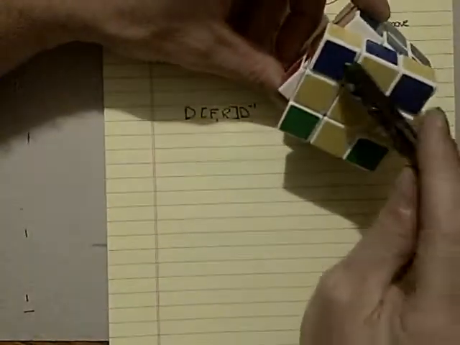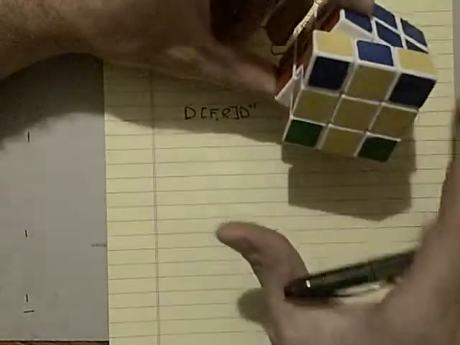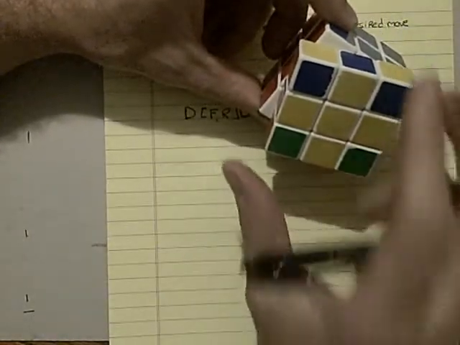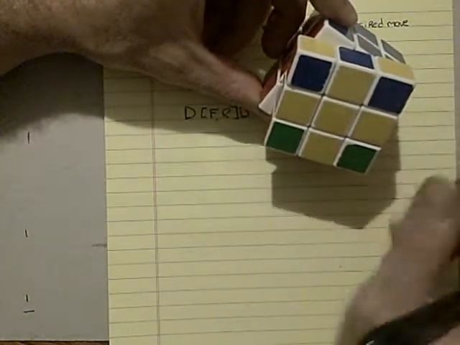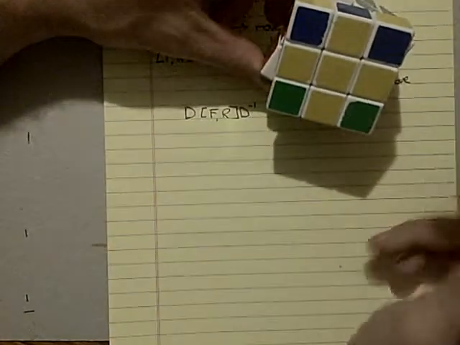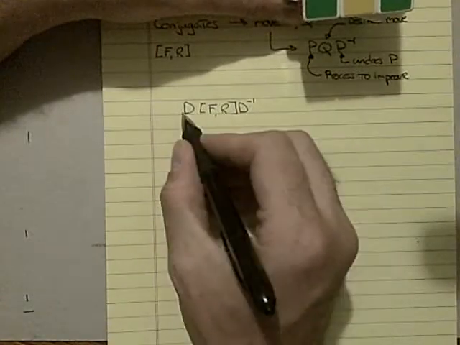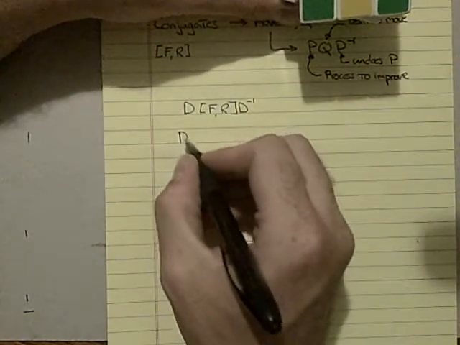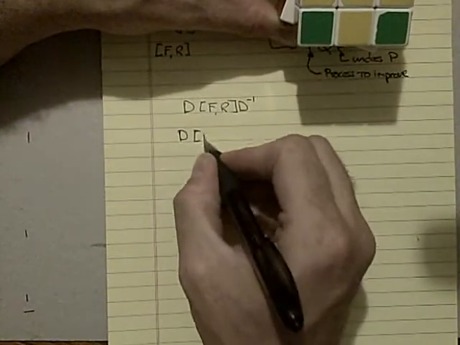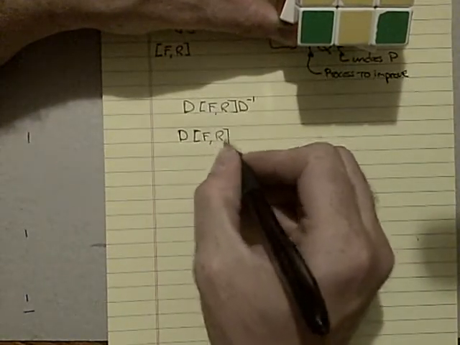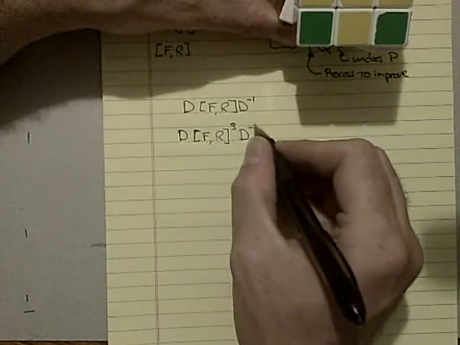So if you've never solved the cube before, you could imagine that this might be a helpful move. If you've got a lot of the cube solved, you just have a couple corners left, and you're trying to put them in the right spot, here's a way of doing it. The move I'm showing you right now, the result, would be D, F, R, the commutator, done 3 times, D inverse.